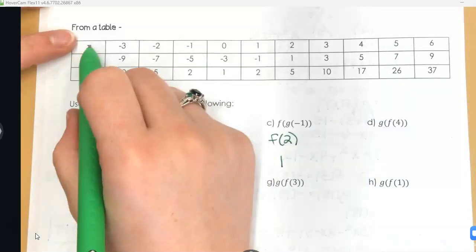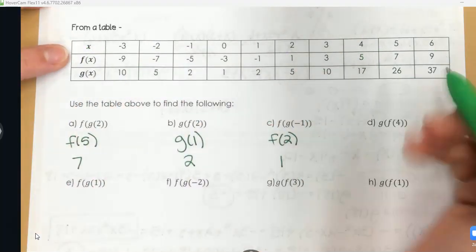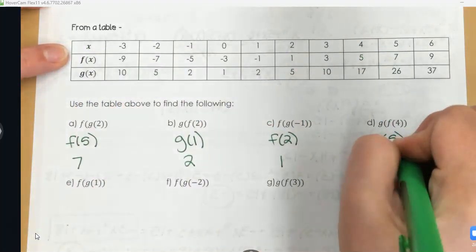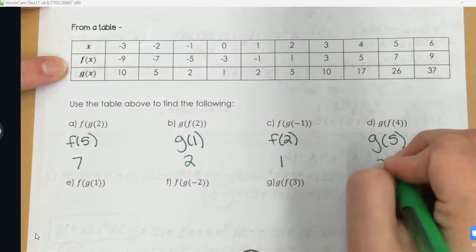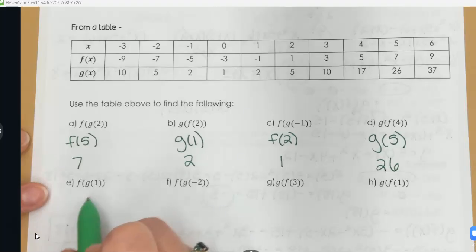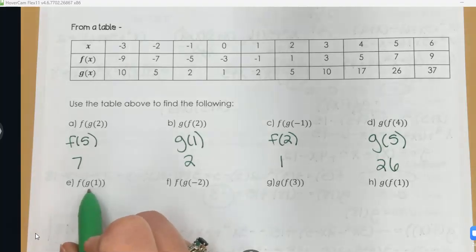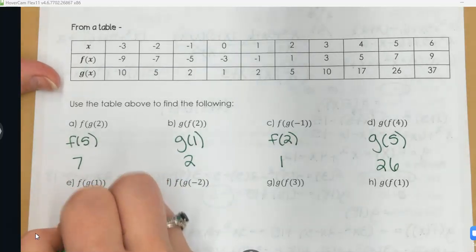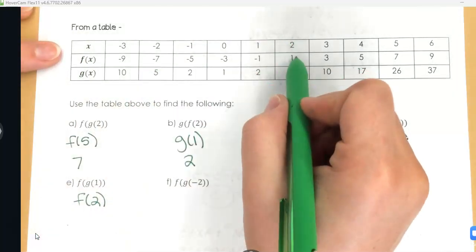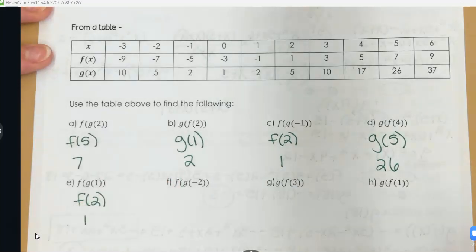g of f of 4, when x is 4, my f output is 5. So if I want to find g of 5, when x is 5, the output for g is 26. Starting on E, inside g of 1, when x is 1, the output for g is 2, which means I now want to find f of 2. When x is 2, the output for f is 1.